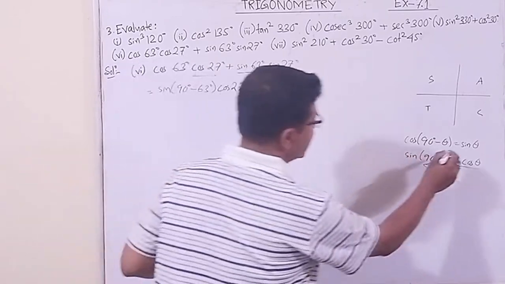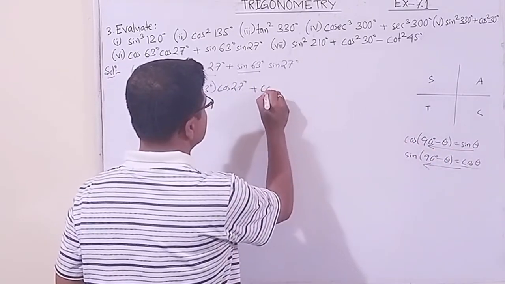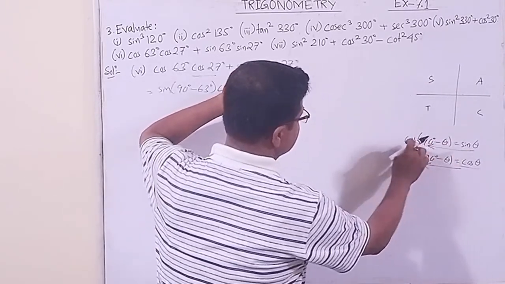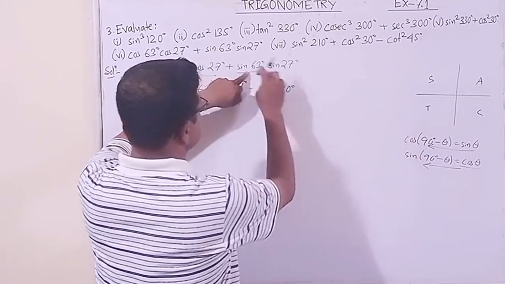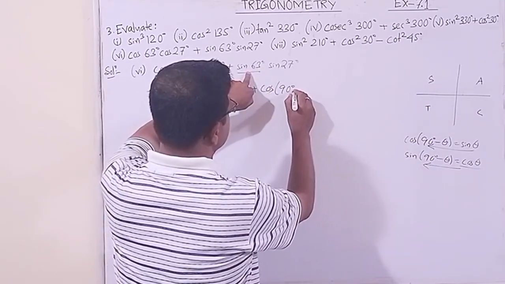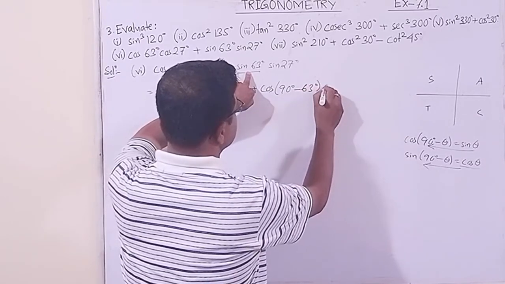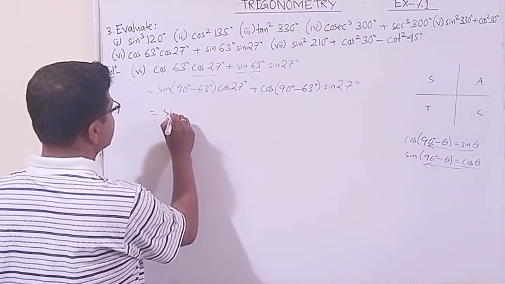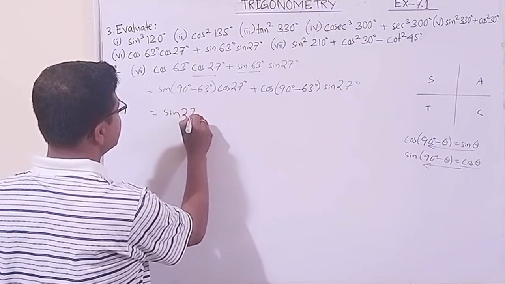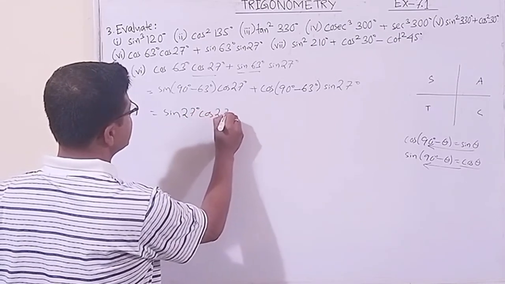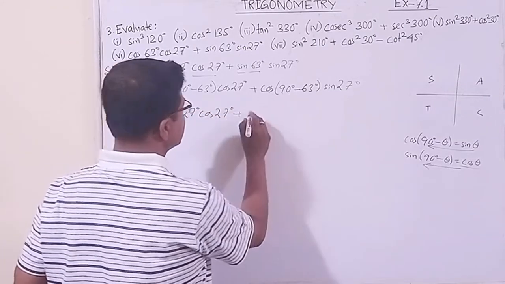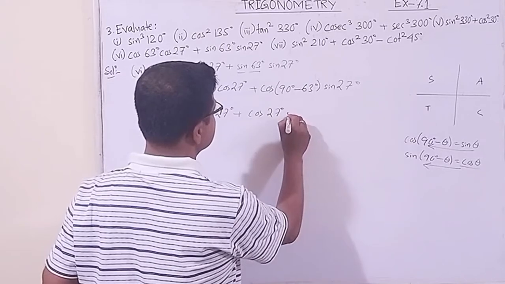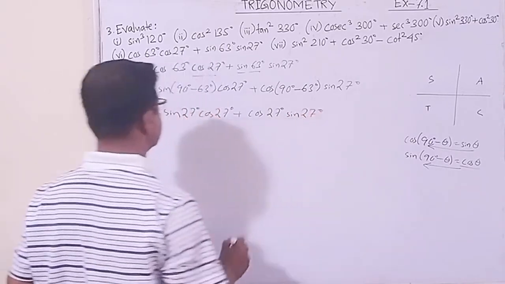Here again, sine 63 is converted to cos of 90 minus theta. If it is theta, then it is 90 minus theta. Sine is written in terms of cos: cos of 90 minus 63 degree, sine of 27 degree, correct. Then sine of 90 minus 63 is sine 27 degree, and cos of 90 minus 63 is cos 27 degree.